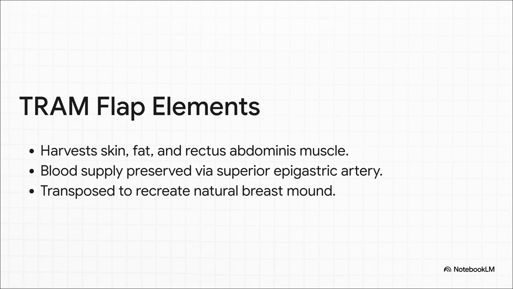As a coder, you need to verify some very specific elements in the op report. You're looking for the harvesting of skin, fat, and the rectus abdominis muscle from the lower abdomen. You need to see documentation showing that the blood supply was preserved, typically via the superior epigastric artery, and that this whole tissue complex was transposed to recreate the natural breast mound. Capturing the deepest tissue layer in the flap, which is the muscle, is the absolute key to accurate PCS coding here.